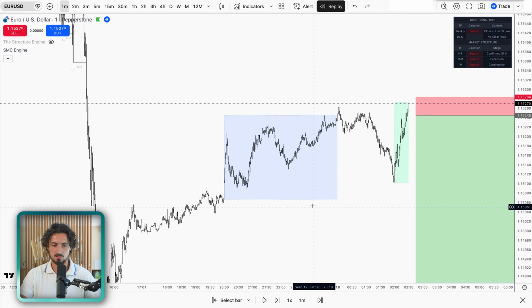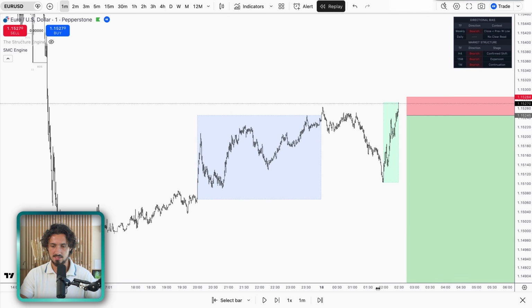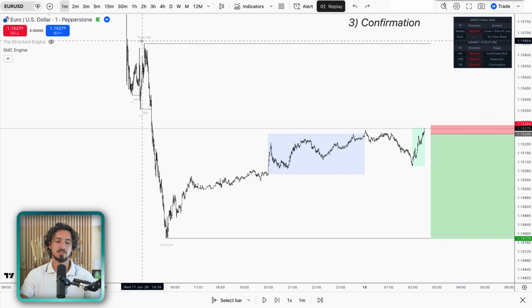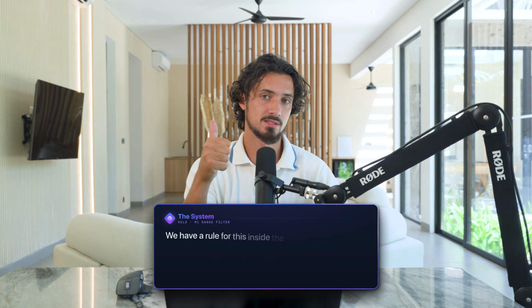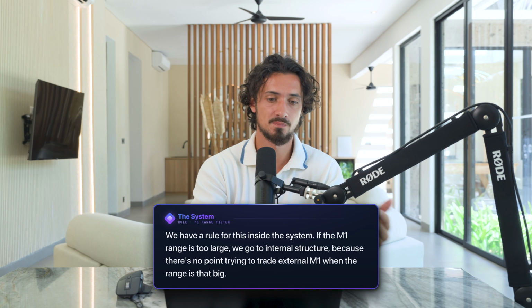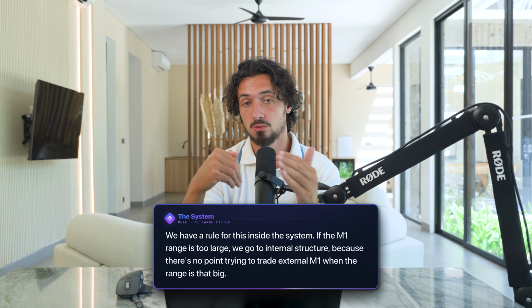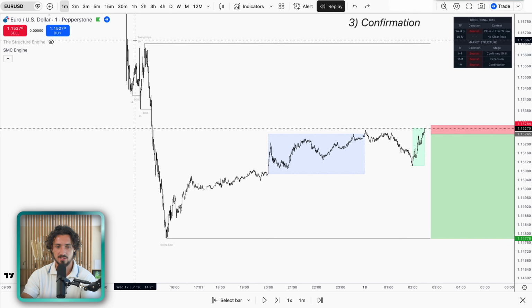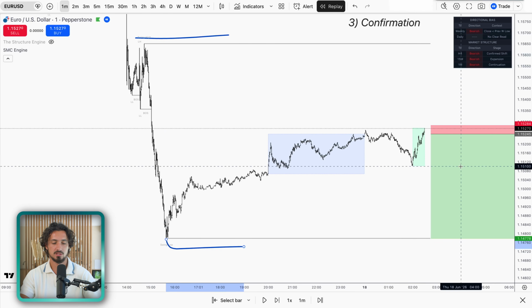If we look in here at this time and we go to the 1 minute time frame, you will notice yes, it says bearish right here. And the reason that it says bearish right here is because technically the swing structure is up here to here. So we're already bearish. But that's because we have a huge range, which first and foremost is quite rare. And secondly, we literally have a rule for this inside of the system, which says if the M1 range is too large, we will go to internal structure, because it's pointless trying to trade external M1 when it's that large. It just doesn't make sense.